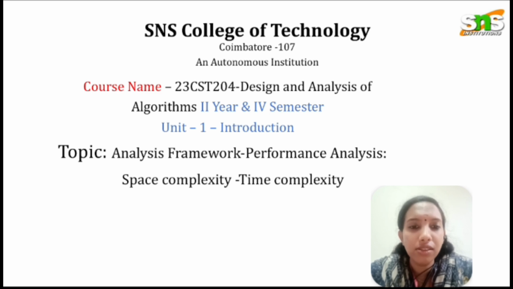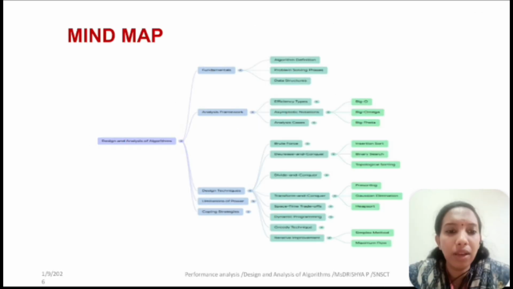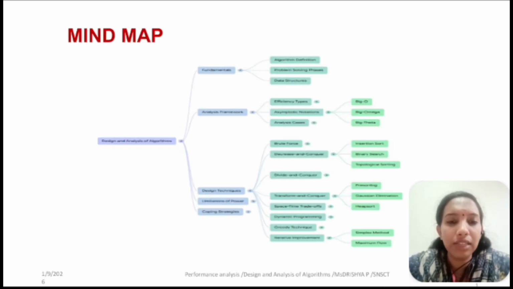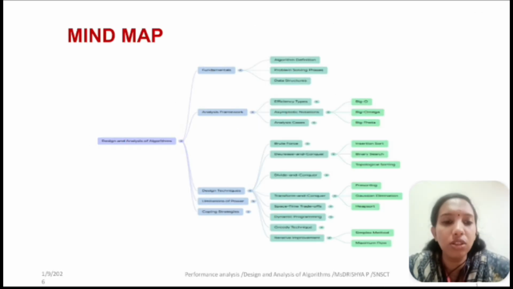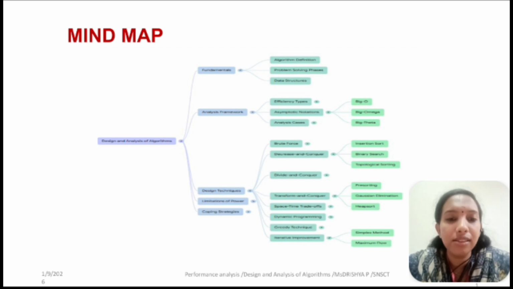Here we are in the subject Design Analysis of Algorithm, 23 CST 204. Today we are discussing the analysis framework: performance analysis, which covers time complexity and space complexity. This is the mind map we already discussed in all the lecture series. The mind map relates all the contents in Design Analysis of Algorithm.